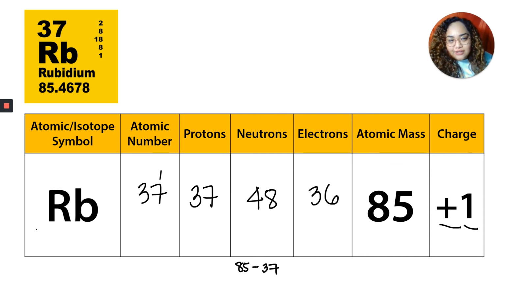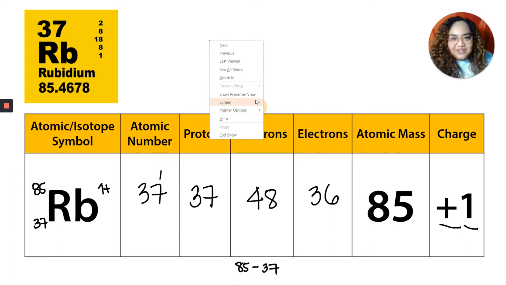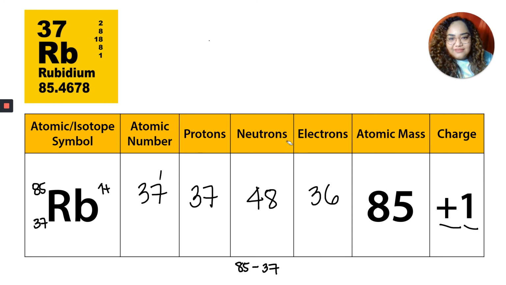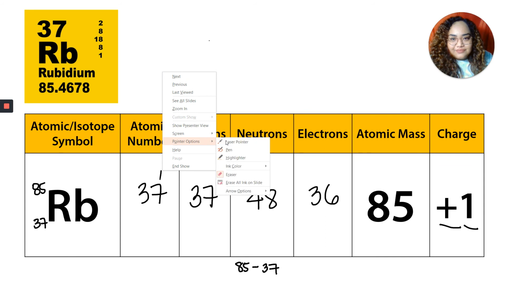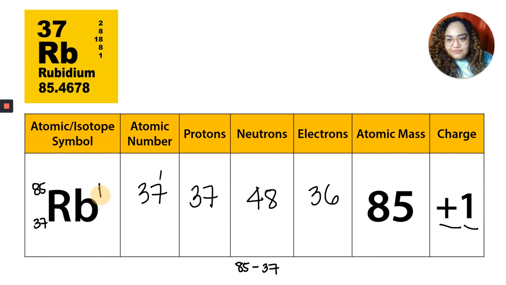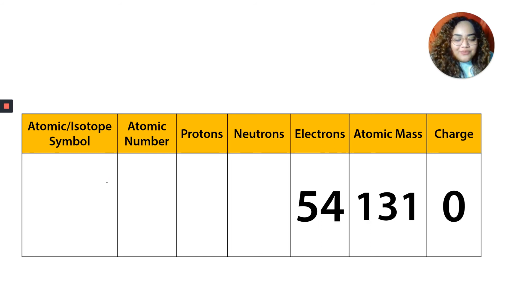So if you're going to write the isotope symbol of this particular rubidium, you will get the atomic number 37 right here, the atomic mass of 85, and the charge of 1 plus. Actually, you can just write it down as just plus. That's it. Okay, so we're done with rubidium.